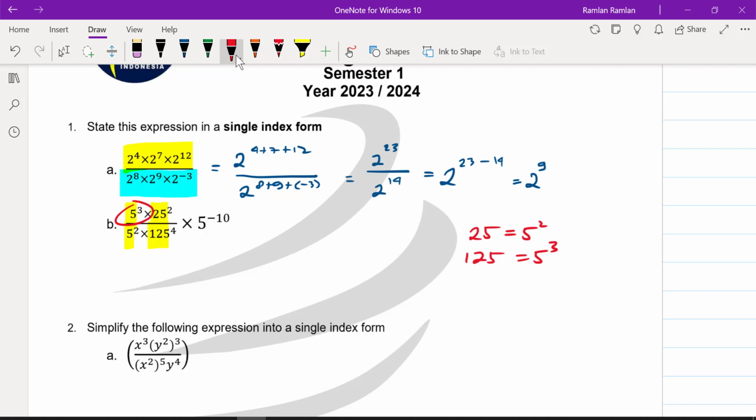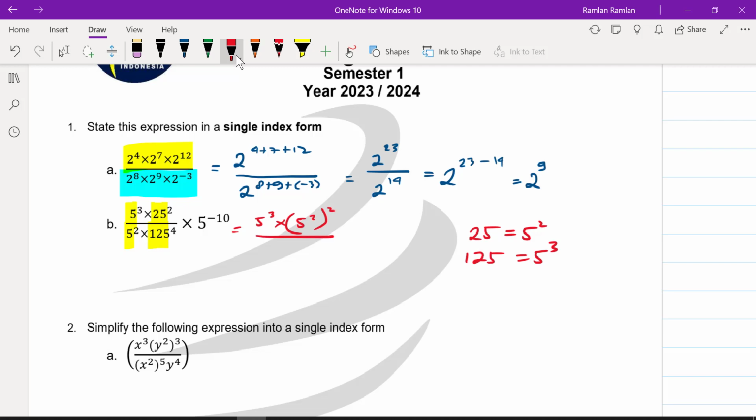So this 5 to the power of 3 doesn't change. So I'm going to write it down here. 5 to the power of 3 doesn't change. And then this 25 will be 5 to the power of 2, right? So write this down in brackets. You are going to substitute that 25 becomes 5 to the power of 2. And that power of 2 over here is still there. Okay.